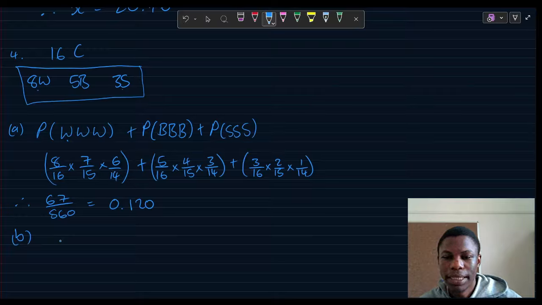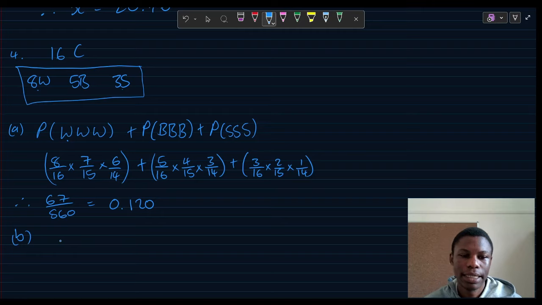Part B. Find the probability that when the 3 cars are selected, there is at least one white and at least one black.